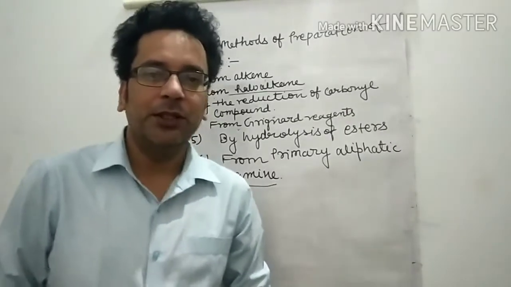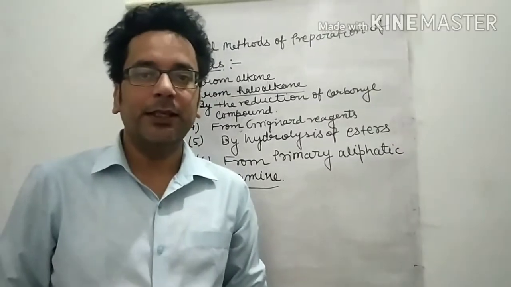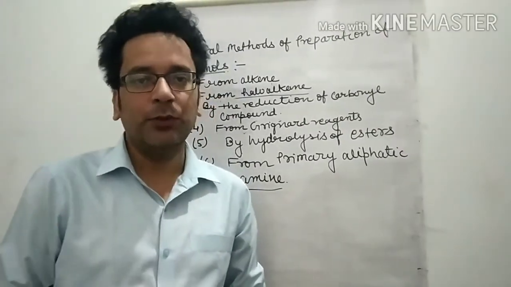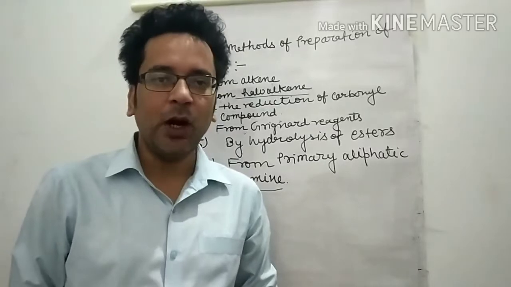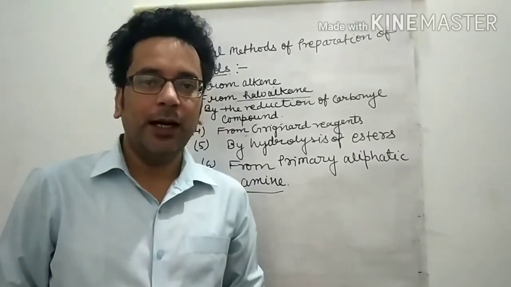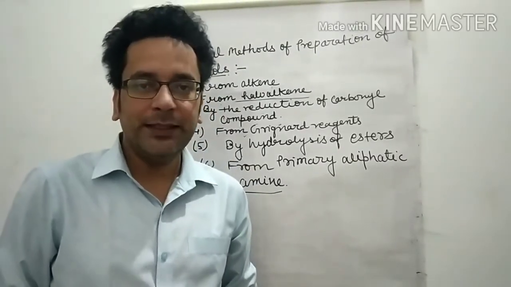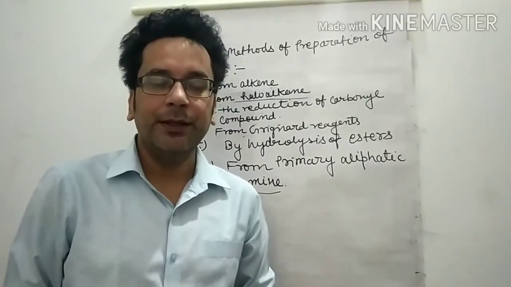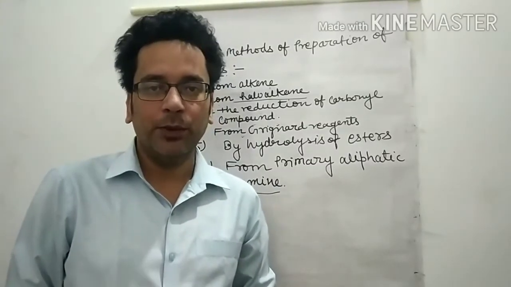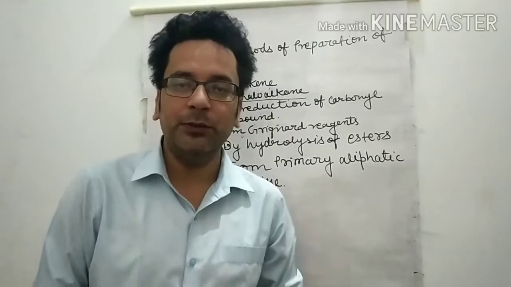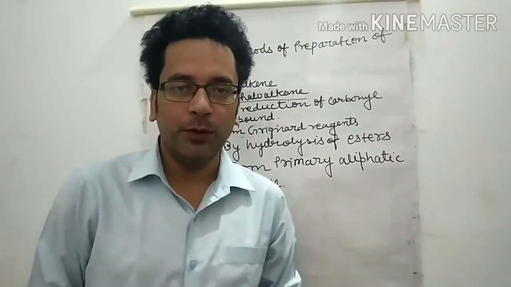Hello student, today we are going to discuss the general method of preparation of alcohol. According to your syllabus, there are 6 methods by which we can prepare alcohol. Out of 6, the first one is from alkene.